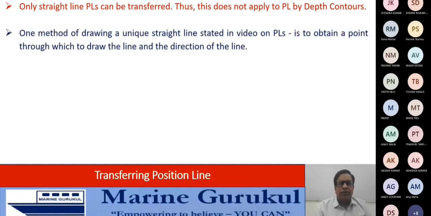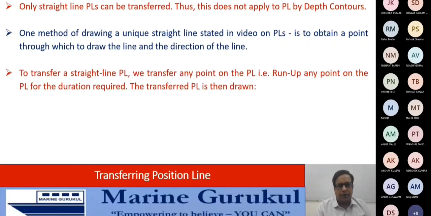Thus, this method does not apply to non-straight line PLs like the PL by depth contour. One method of drawing a unique straight line, as learned under the video on PLs, is to know a point through which to draw the straight line and the direction of the straight line. In context of the PL, this becomes a point through which to draw the PL and the direction of the PL. To transfer a straight line PL, we transfer any point on the PL.